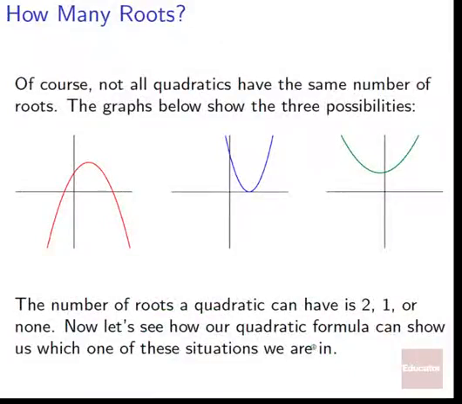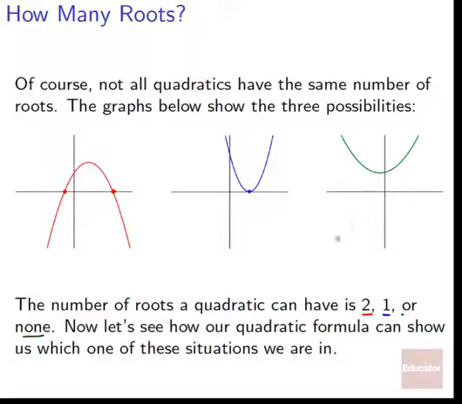How many roots does a quadratic have? Now, of course, not all quadratics have the same number of roots. The graphs below show the 3 possibilities. We've got one where it intersects the x-axis twice, 2 roots. We've got it where it intersects just once, it barely grazes and touches, barely just hitting it once. Or we've got absolutely none, where it never manages to cross the x-axis.